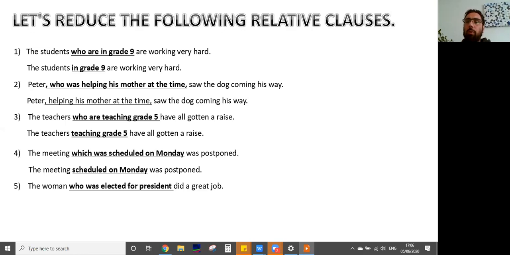For those of you who are joining using a mobile phone or a tablet, it might be a little bit difficult to type and to follow these lessons because you need to be able to type sentences.